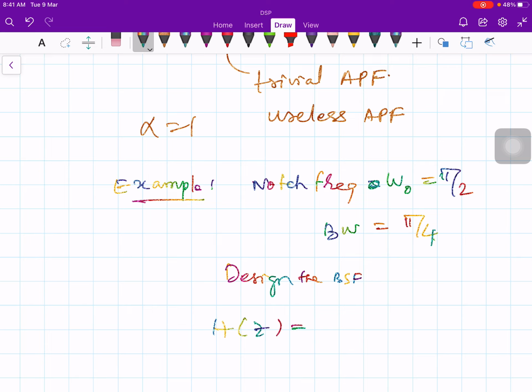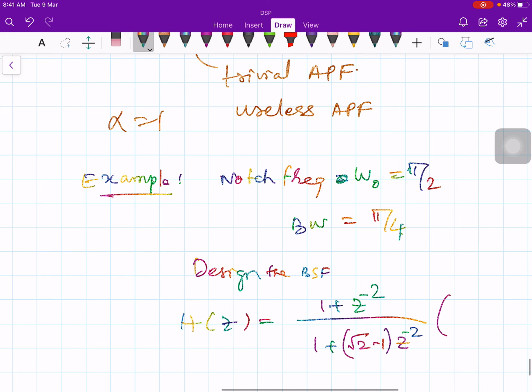This is going to be (1 plus z to the minus 2) divided by 1 plus (root 2 minus 1) times z to the minus 2, times 1 by root 2. You can work on this. You know the formula for ω0, you know the formula for bandwidth, and then you can substitute in the transfer function, then you will get it. So this is the very simple band stop filter.